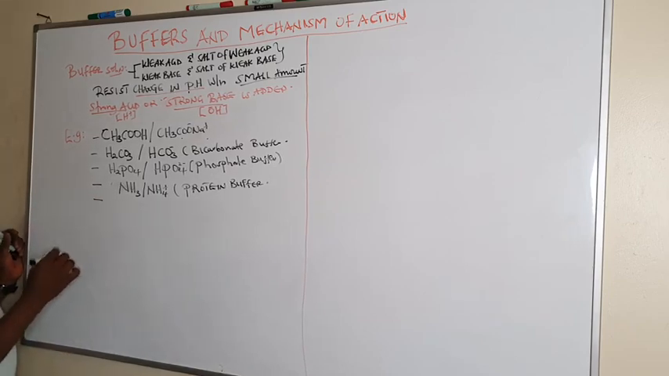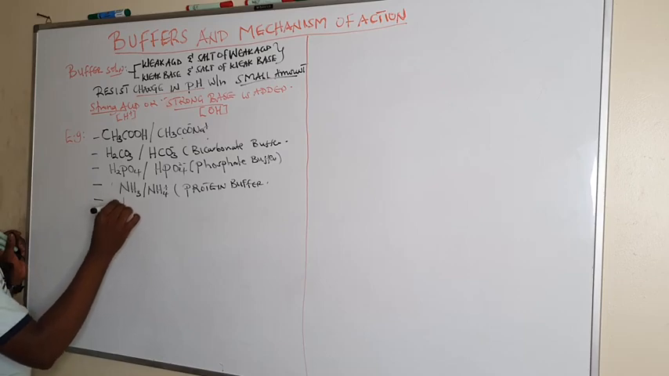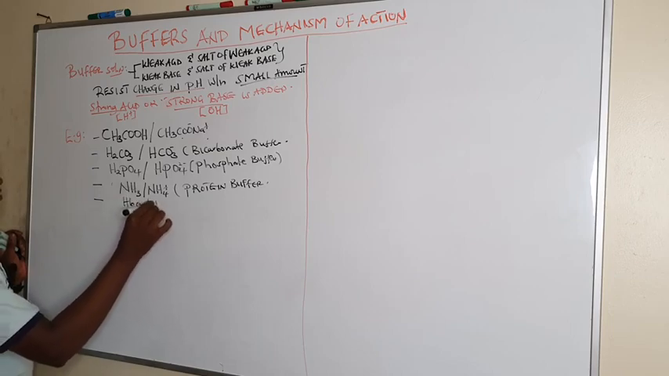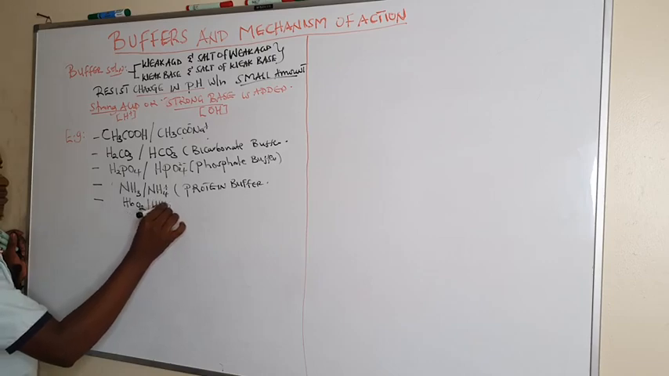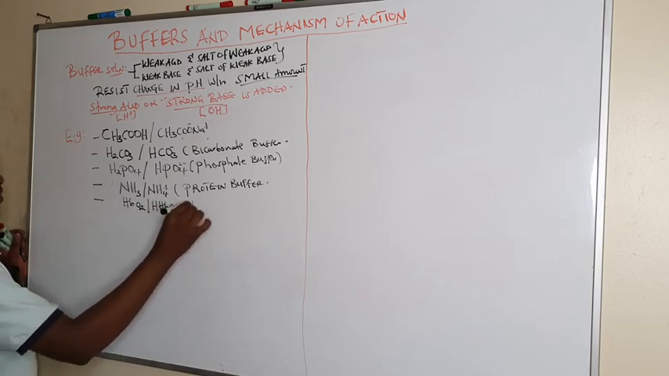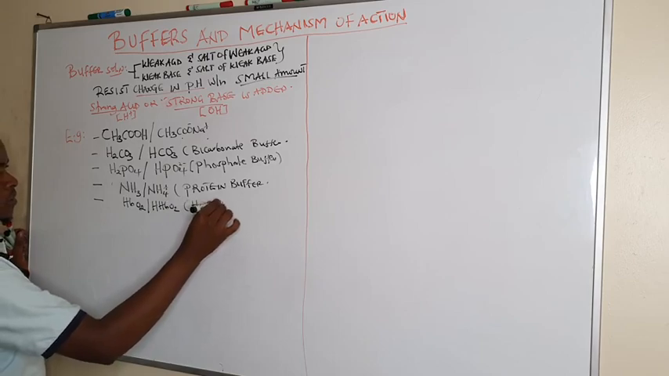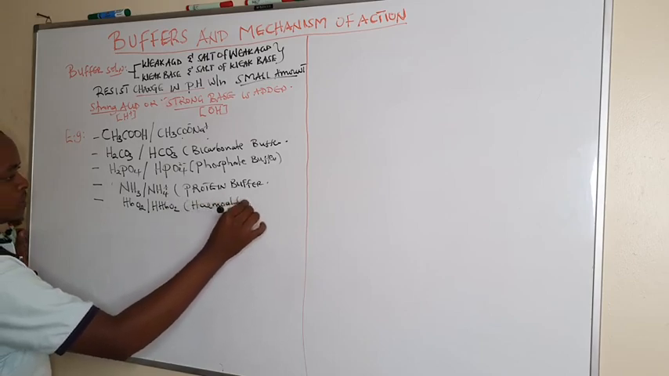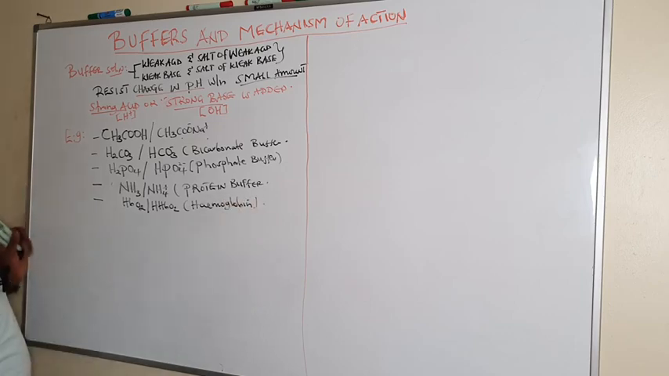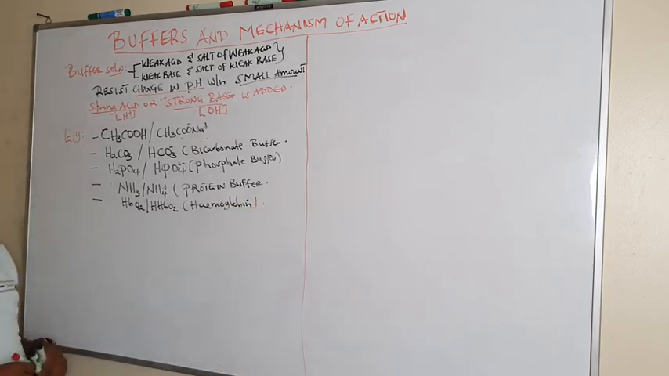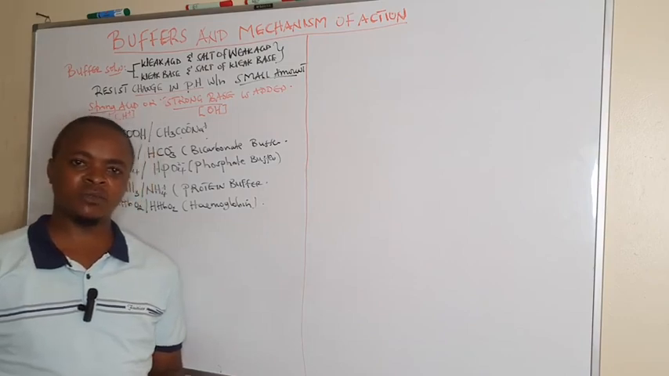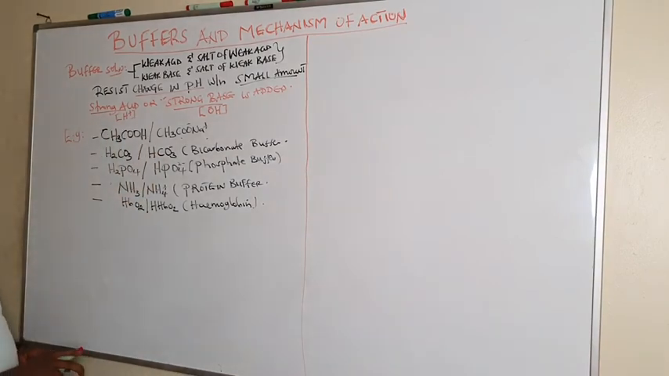Then another one we have is the hemoglobin buffer, whereby we have hemoglobin. This one is known as the hemoglobin buffer. So these are the examples of buffer systems we can have.